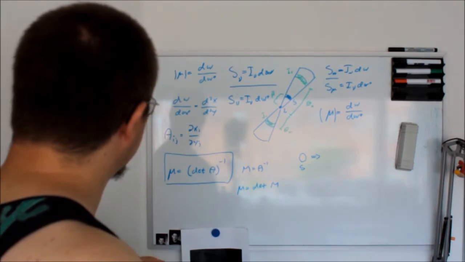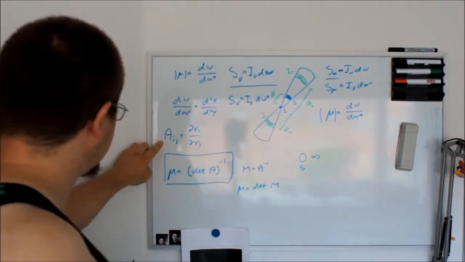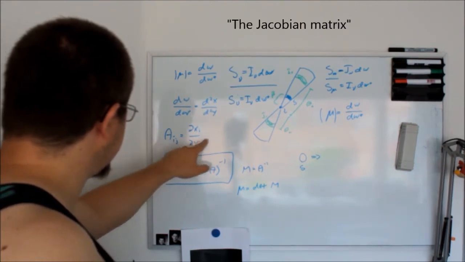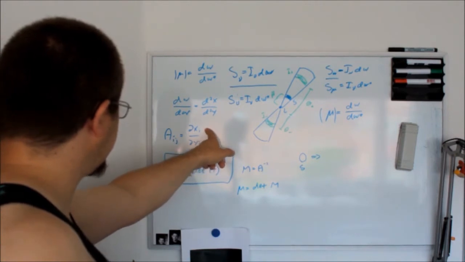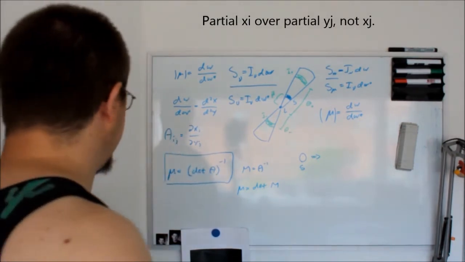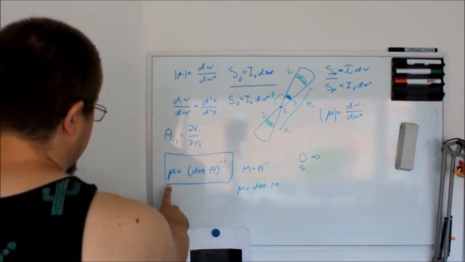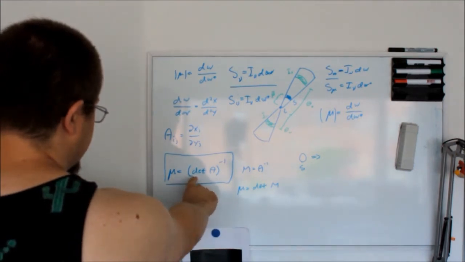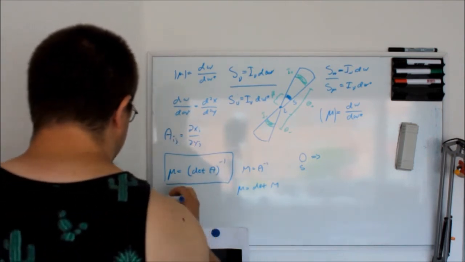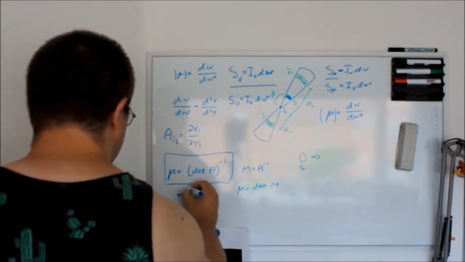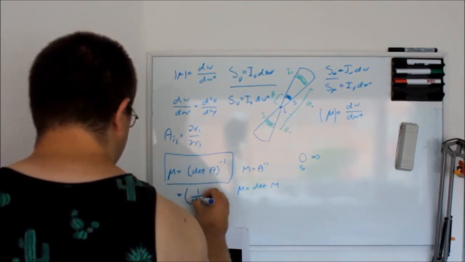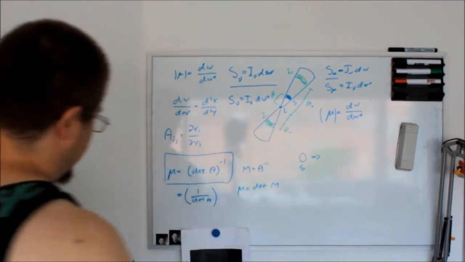replace these, put them in a different way, and get to that this tensor here is equal to partial xy over partial xj. So these are partial derivatives. And this gives me that the magnification is equal to the determinant of A inverse. So you can write this in another way, that it's equal to one over the determinant of A.